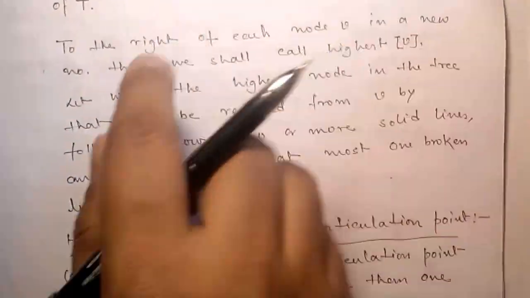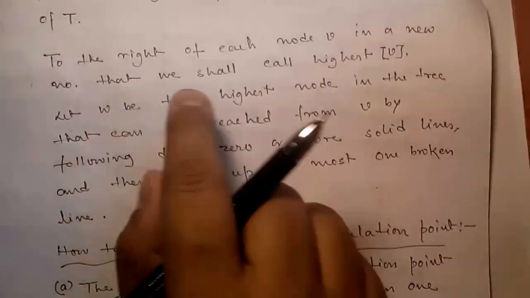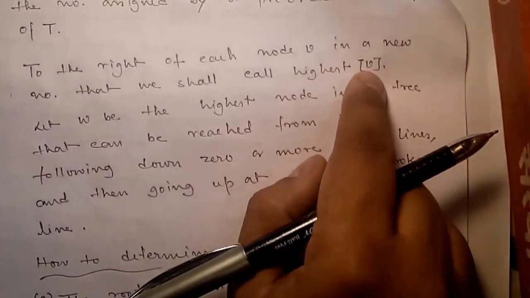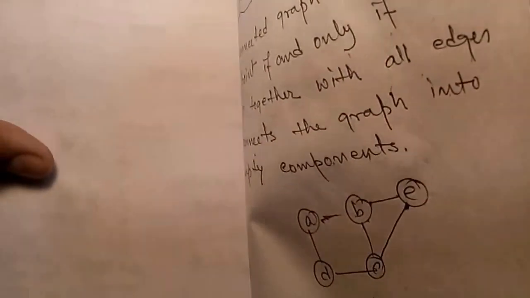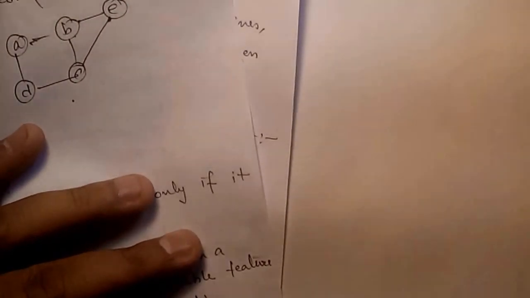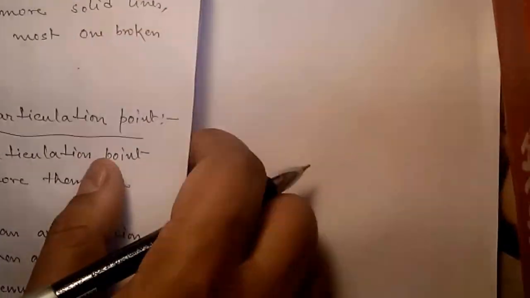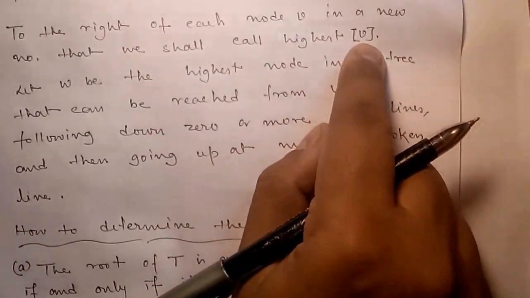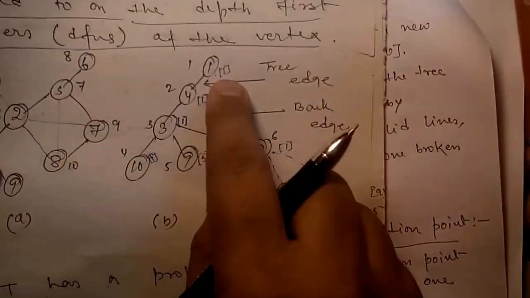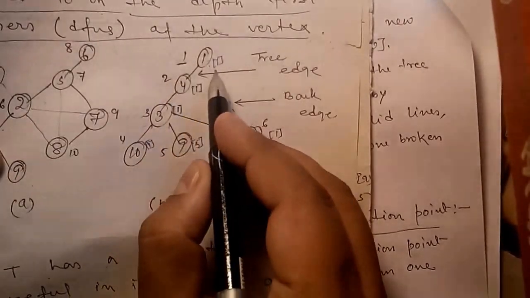Okay. Next, to the right of each node V, a new number that we shall call highest of V. Okay, highest, or height? We can put highest, not height. So you put highest of V. These are the numbers for the highest values, 1 1 1. So these are prenum, and this is highest.